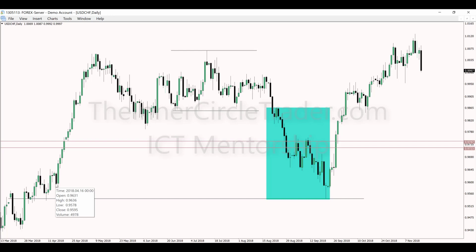Because we're looking for 5 levels and 0 levels. So if we're calibrating to 95.75, 10 pips below that would be 95.65. Then 20 pips would be 95.55. And then 30 pips would be what?